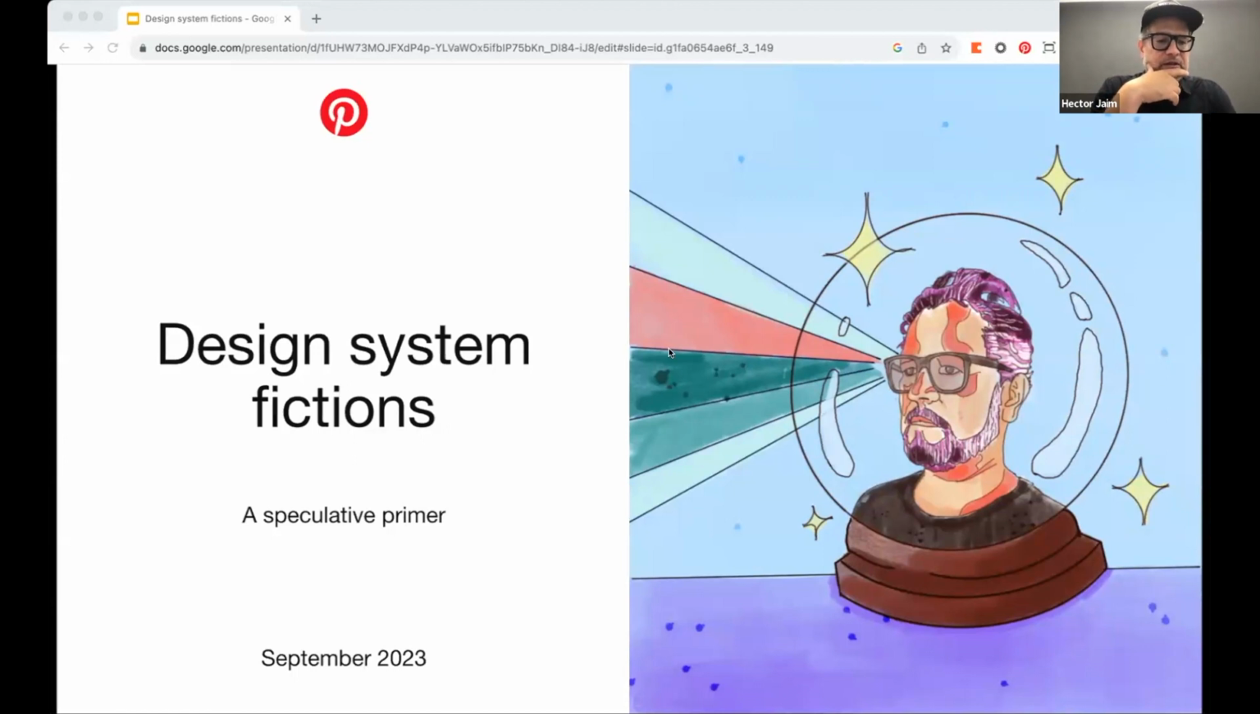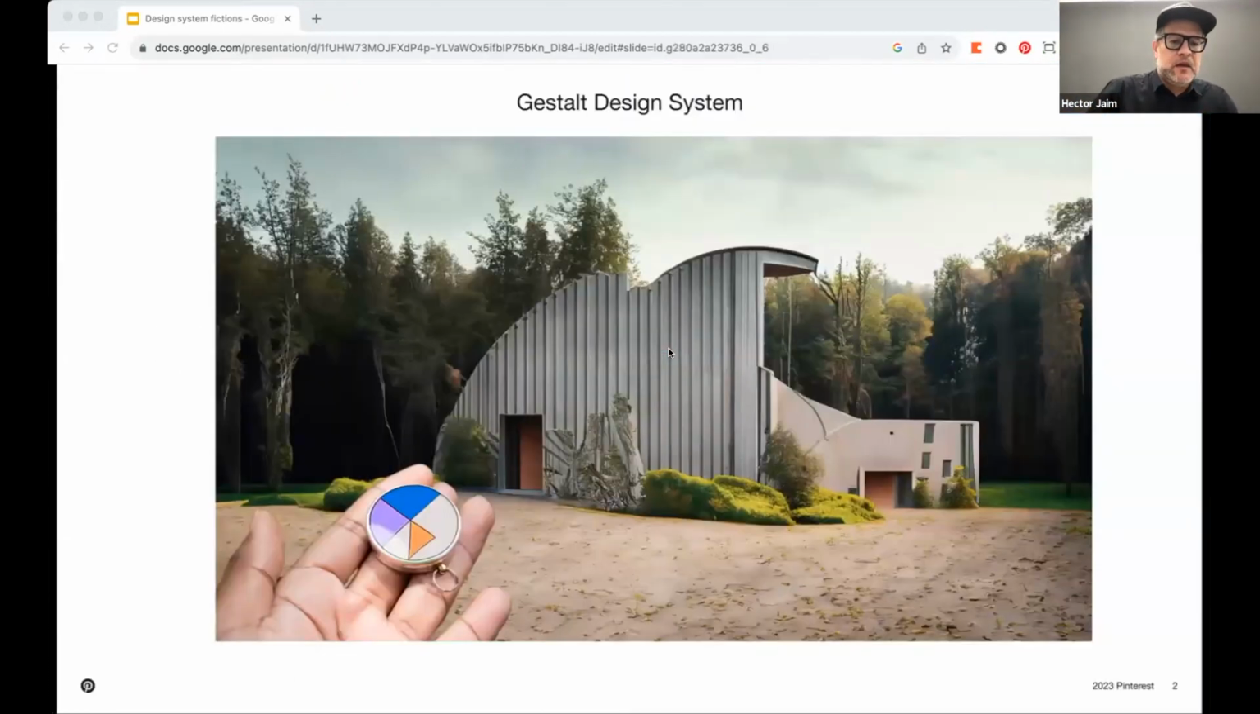So the title of my talk is Design System Fictions. As I mentioned, I'm Hector Jaime, Hector in English, Hector in Spanish, Heitor in Portuguese, and Hectaras in Greek. And Jaime is Jaime. You just pronounce it that way everywhere. I'm a designer on Gestalt, Pinterest's design system. And so what's new on Gestalt?